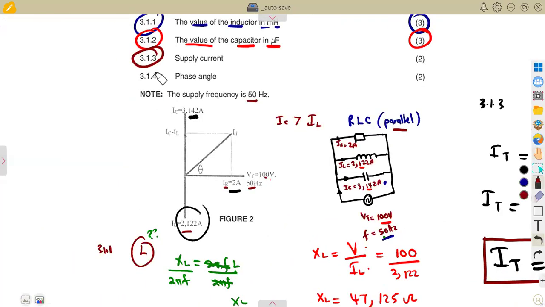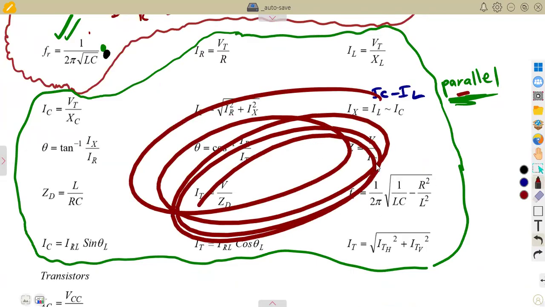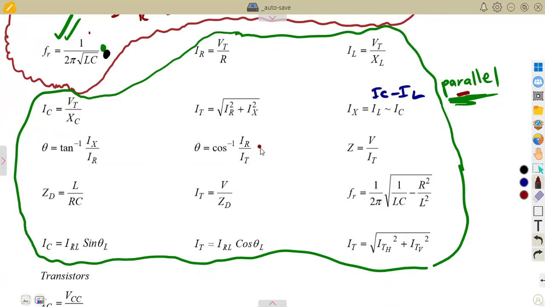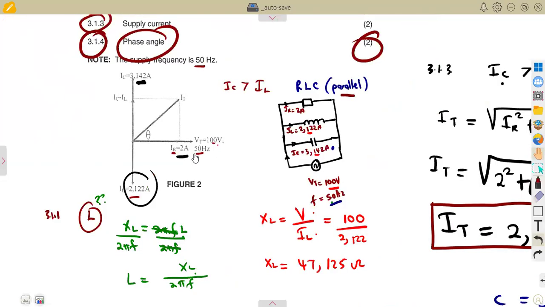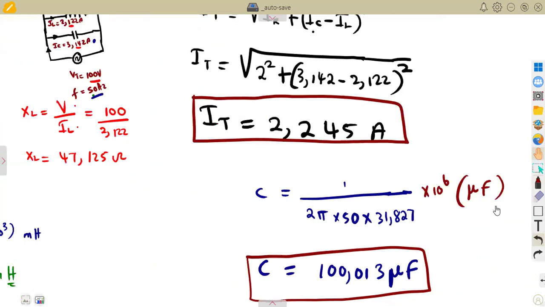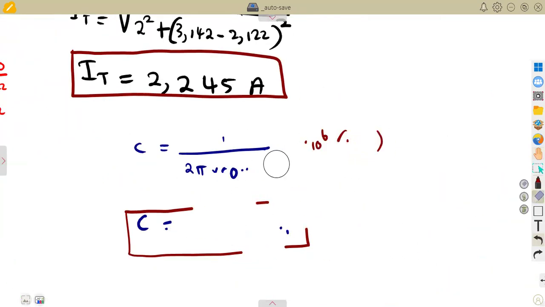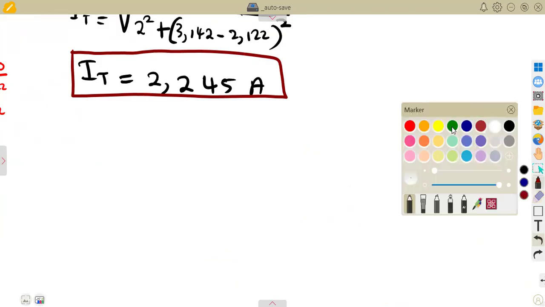Then the phase angle, that is 2 marks, and in a parallel combination, whether you are stuck or you do not know anything, these formulas are for a parallel combination. You can just take this one. Phase angle is arc cos IR over IT, the current across the resistor over the total current. So from that formula, we can calculate our phase angle. Remember, we calculated our total current, so we can have our phase angle from there, taking the current across the resistor.